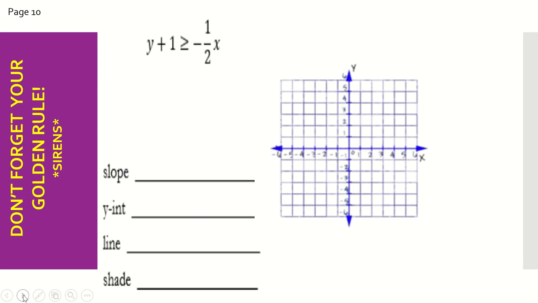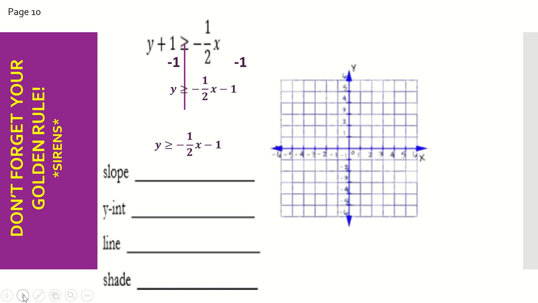Here's a second example. y plus 1 is greater than or equal to negative 1/2 x. This inequality is very close to being in y equals form. We just need to move one thing to the right side, and that's that plus 1. To move it to the right side, we will simply do the opposite and subtract it. Now we have the inequality with y by itself. y is greater than or equal to negative 1/2 x minus 1. There's nothing to divide here because there's already an understood 1 in front of y, so we don't have to apply the golden rule here.